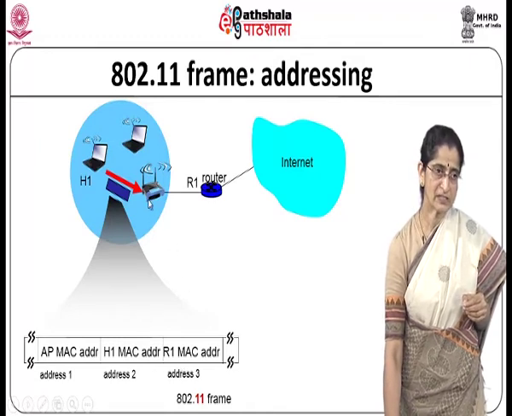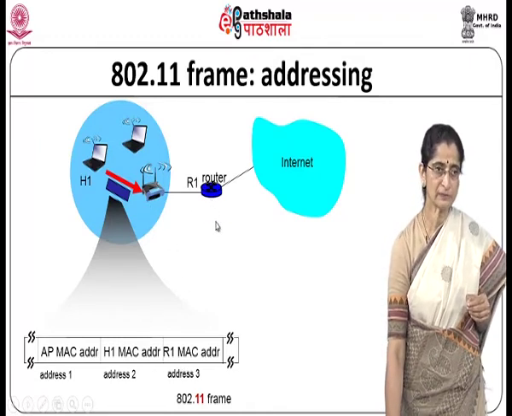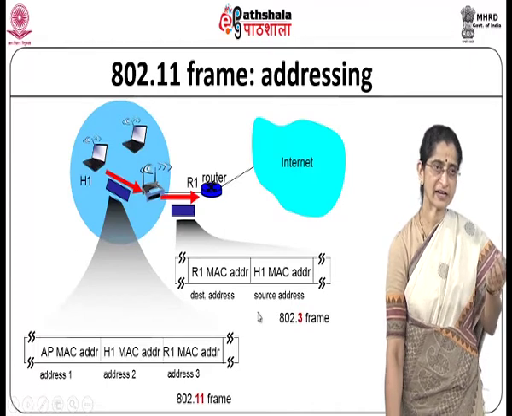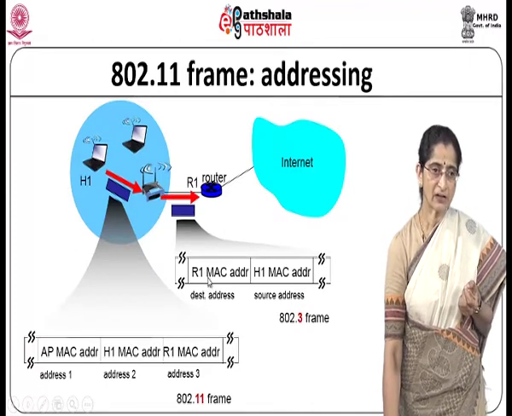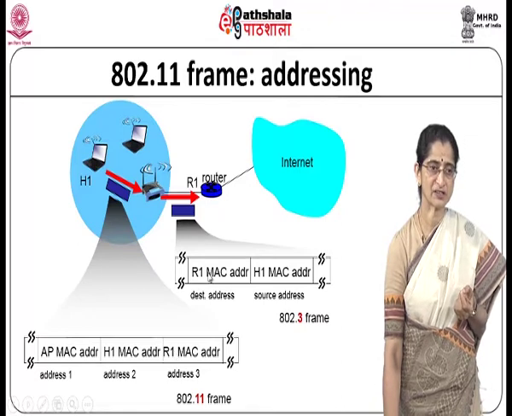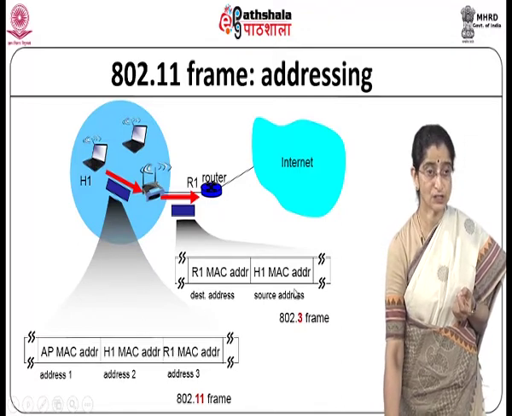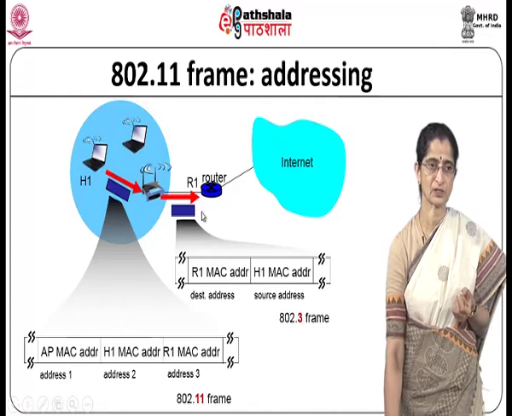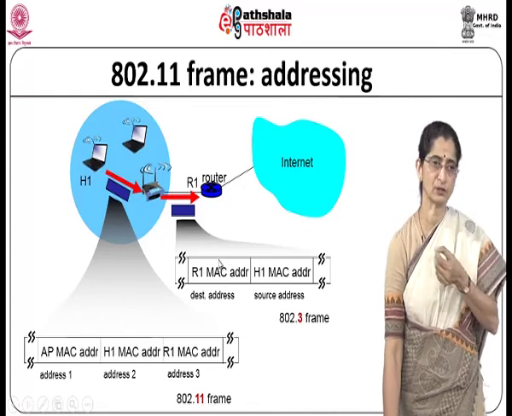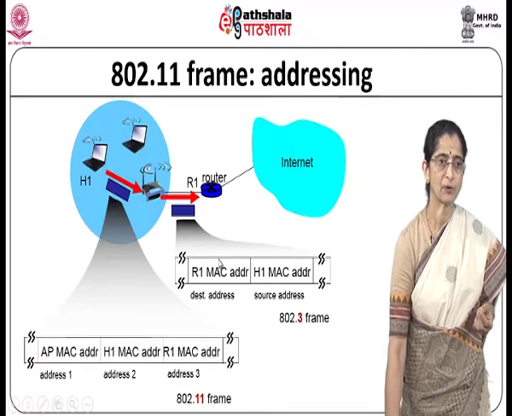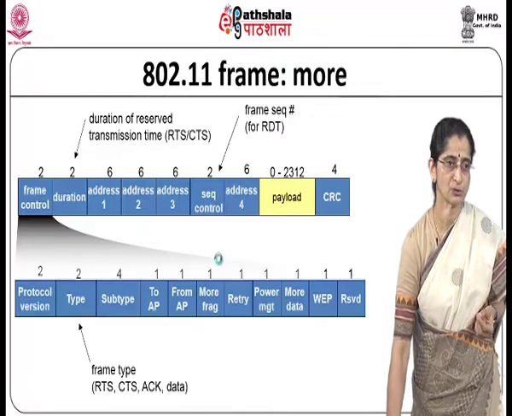Now when this access point is sending it to the router, it may be sending it as an 802.3 frame. This may be an Ethernet network, right? So in which case it will take this R1 MAC address, put it as the destination address, use this H1 MAC address as the source address and send it over here. Okay, so you can see how this information will be used by the access point to forward it to the router. This is the important aspect of the addressing mechanism that we need to remember.